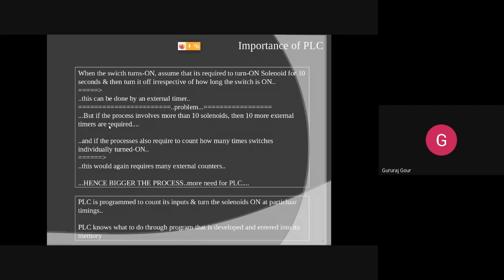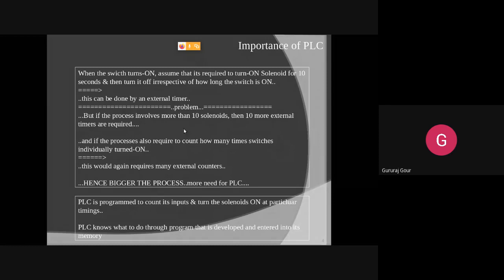So the problem will come like this. What if the process involves more than 10 solenoids and 10 more external timers are required in that case? If you have only one solenoid, one timer is sufficient. If you have 10 solenoids, then you need to have 10 separate external timers. If you have 100 or 1000, that is practically not reliable, to have so many dedicated timers. So the hardware costs much more. And the processor may also be required to count how many times each switch is turned on.